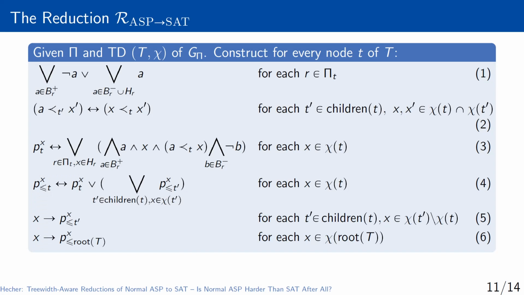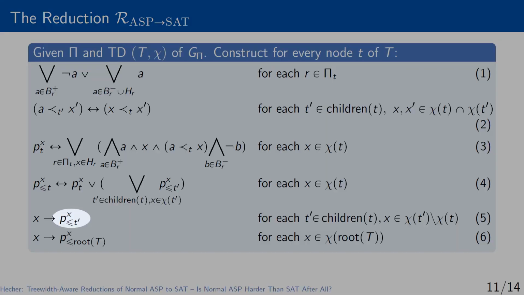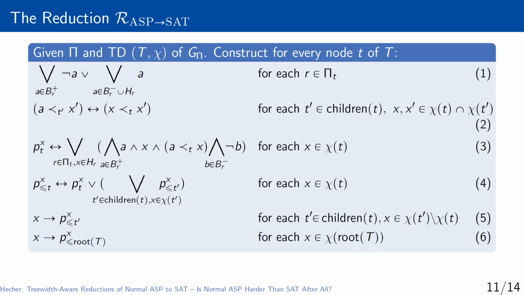Ultimately, we need to ensure that all atoms that are set to true are indeed proven. This is ensured for the provability atom for x and the node t' where x is removed. If no such removed node t' exists, this means that the atom x is still present in the root node of the decomposition, and therefore one needs to check this provability for the root node. In the end, the properties of a tree decomposition, as well as the overall construction of the reduction, which means guiding this provability along the decomposition, similar to dynamic programming, ensure that the reduction is correct.